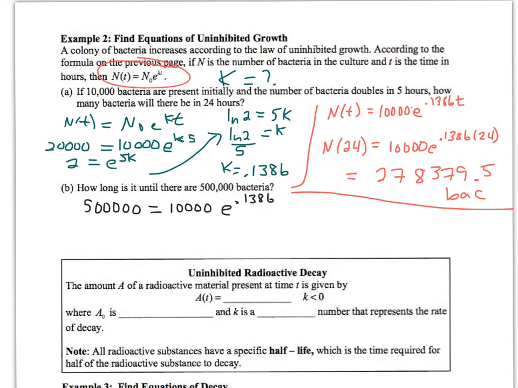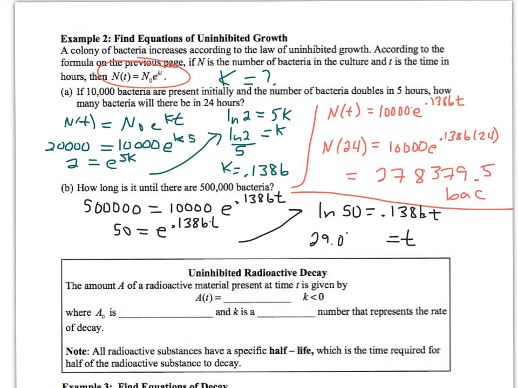So we take 500,000 equals 10,000 e to the 0.1386 t. So we'll divide by 10,000. If I divide 500,000 by 10,000, I get 50. So it's 50 equals e to the 0.1386 t. I'll change this to logarithmic form, which is going to be the natural log of 50 equals 0.1386 t. And I'll divide both sides by 0.1386. So t is going to equal 29.04. And the unit in this case, remember, is hours.